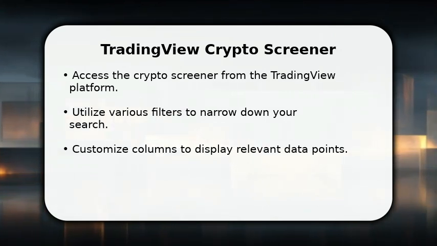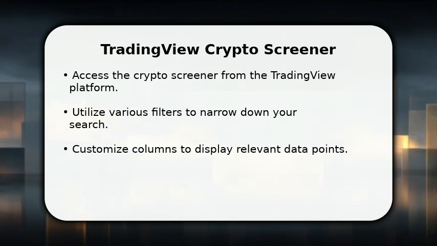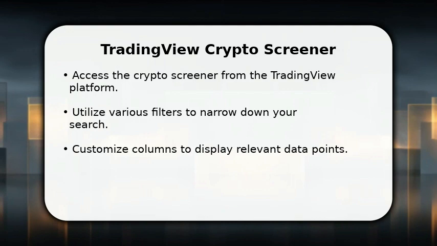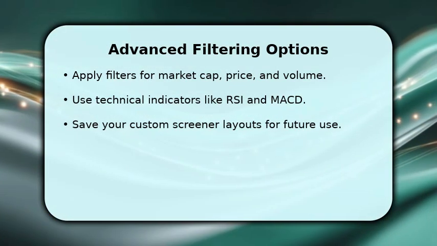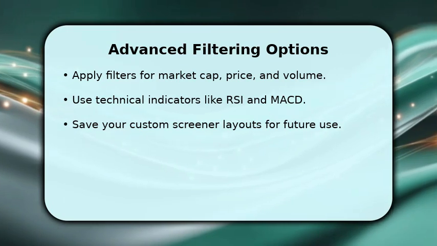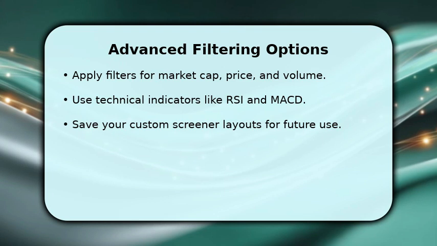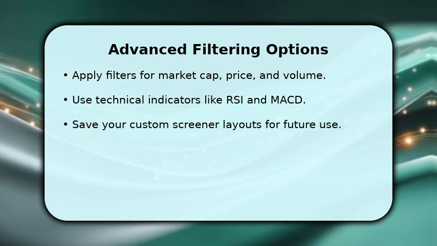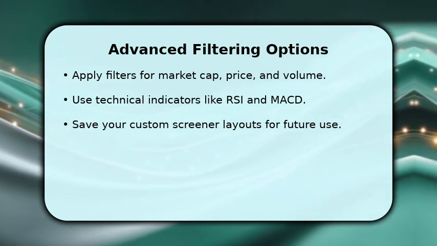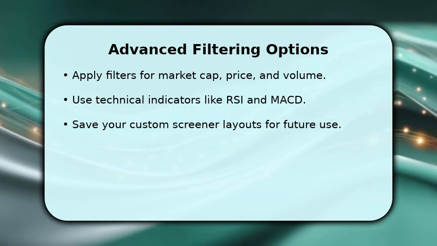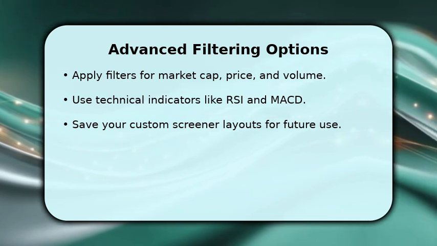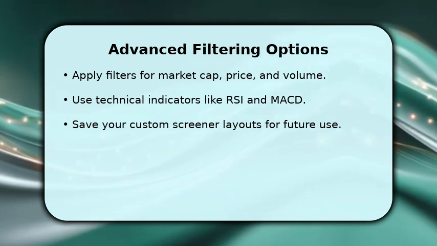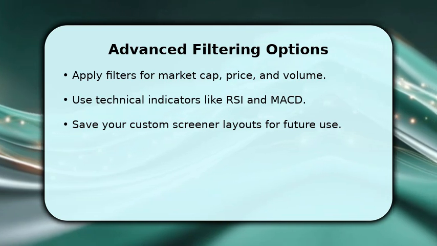This initial view provides a broad overview of the crypto universe, helping you get acquainted with the platform's layout and basic functionalities. Once in the screener, you can apply various filters to refine your search. Click the Filters button to access options like market capitalization, trading volume, and price changes. You can also add technical indicators such as relative strength index or moving average convergence-divergence to identify specific trading setups.